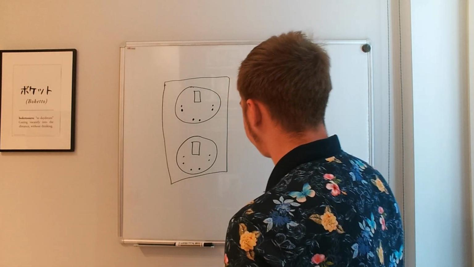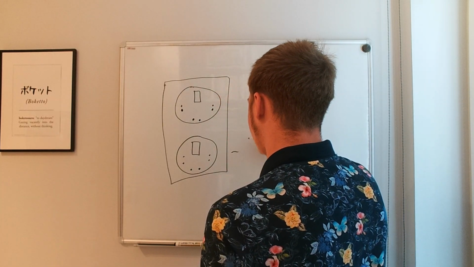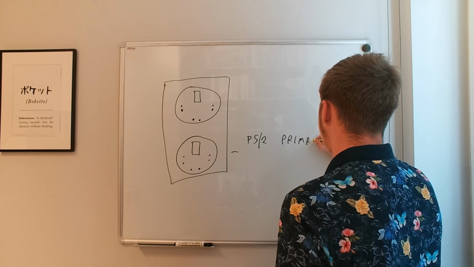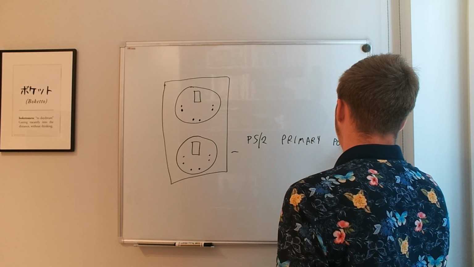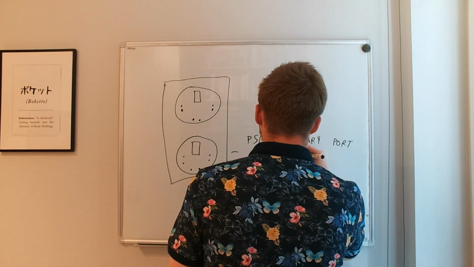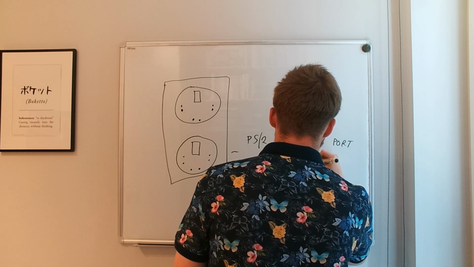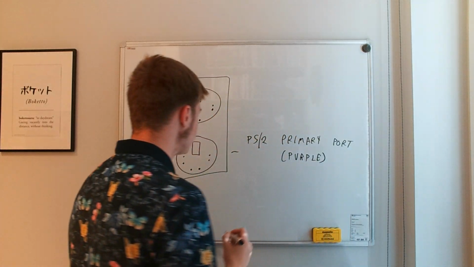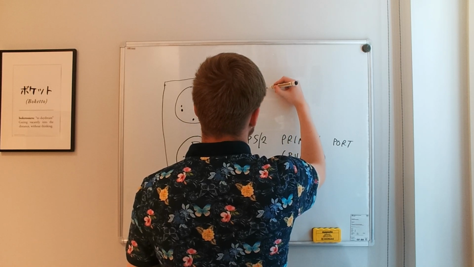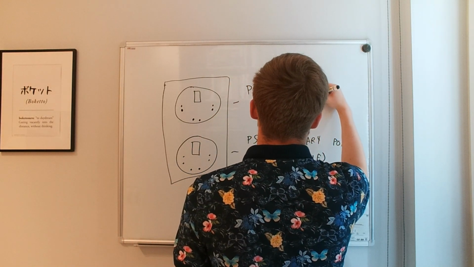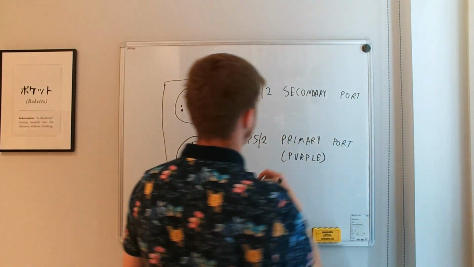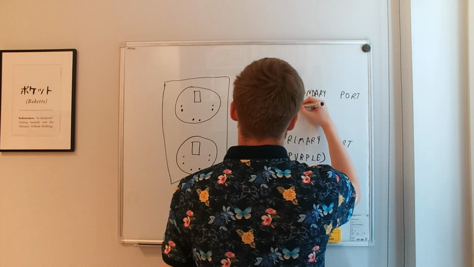So this port is something called the PS2 primary port, which was standardized to be purple. And this is something called the PS2 secondary port. And this one is standardized in green.